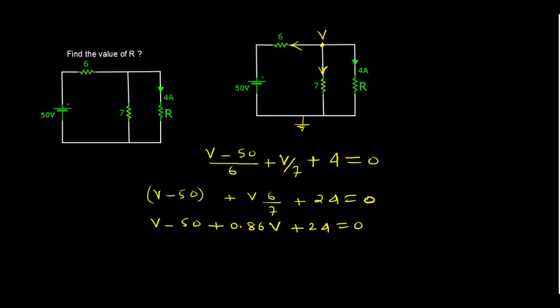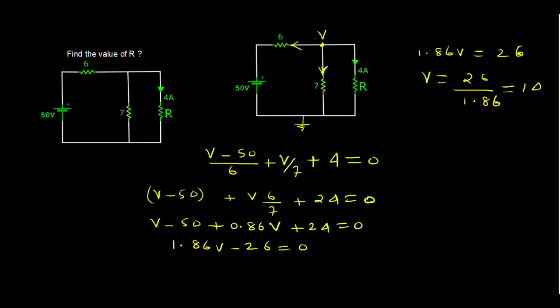So what do we get here? 1.86 V minus 26 equals 0. So next, 1.86 V equals 26. Now what is V? V equals 26 upon 1.86. This we will get 14. So our nodal voltage is equal to 14 volt.